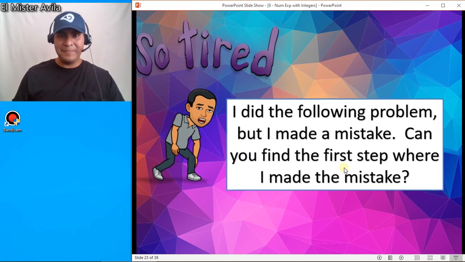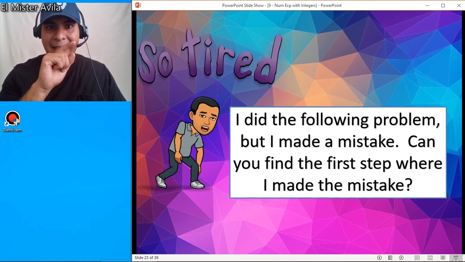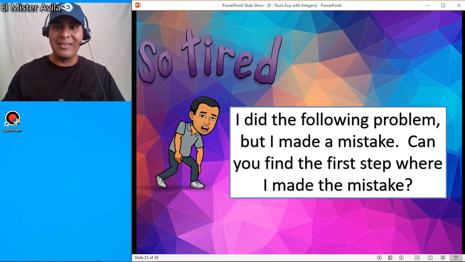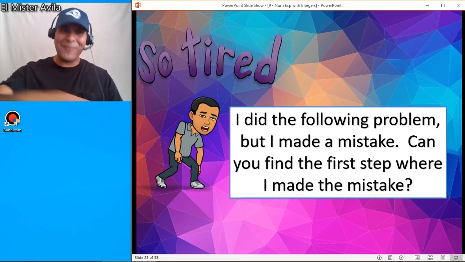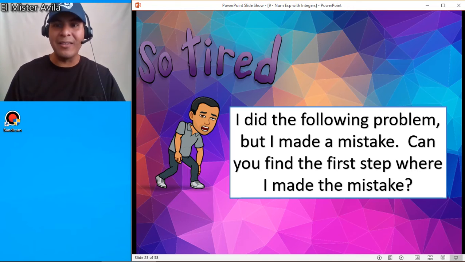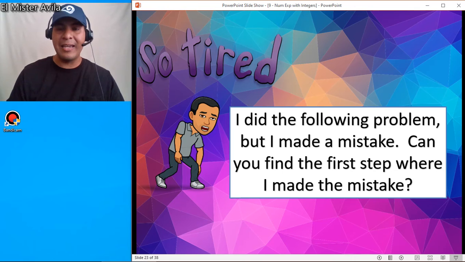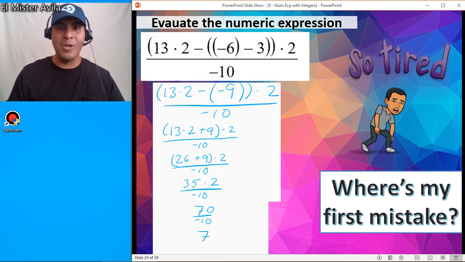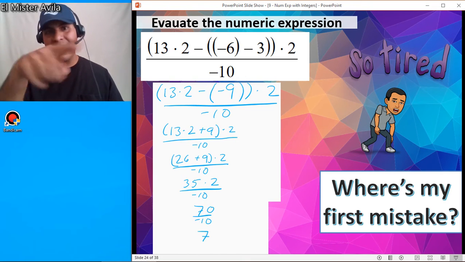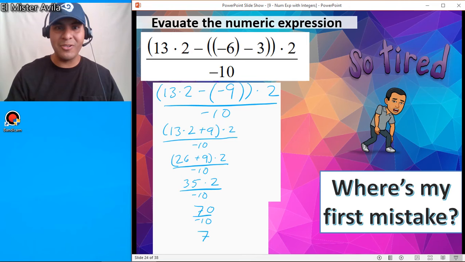Next part of our lesson is that I was so tired when I did this part. I did a problem and I made a mistake and I left it there just to see if you could find it. Can you find the first step where I made a mistake in this following problem? Here it is. Wow, that is one complicated numeric expression. I call it a numeric expression because it all has numbers. There's no variables in there, so it's not algebraic.